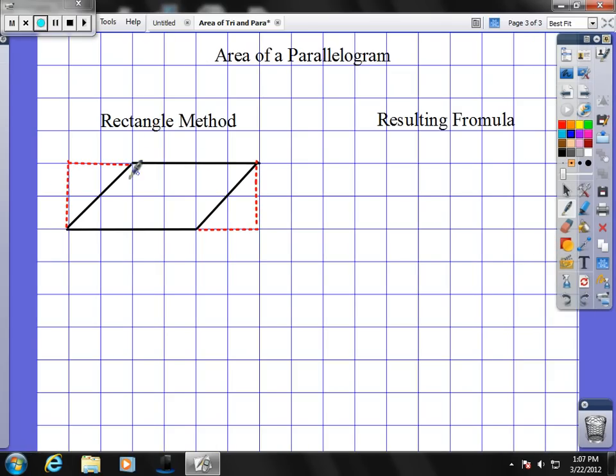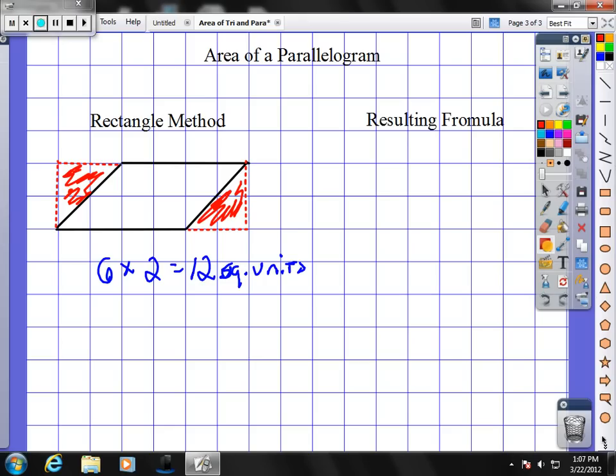If we did length times width of this entire rectangle to get the area, it's 1, 2, 3, 4, 5, 6 units by 2 units. So the area of the entire rectangle should be 12 square units. And as we look at 12 square units, we need to figure out what these shaded sections are, what that one is, and what that one is. And remember, to do that, we got to add 2 more dotted lines.